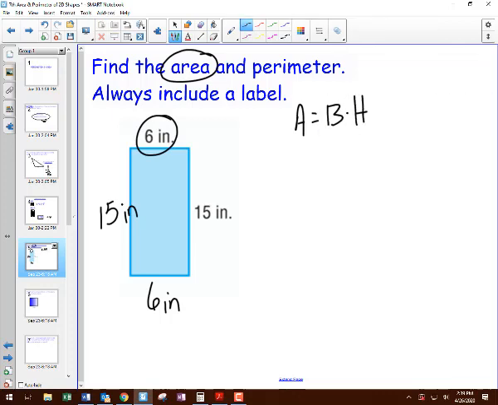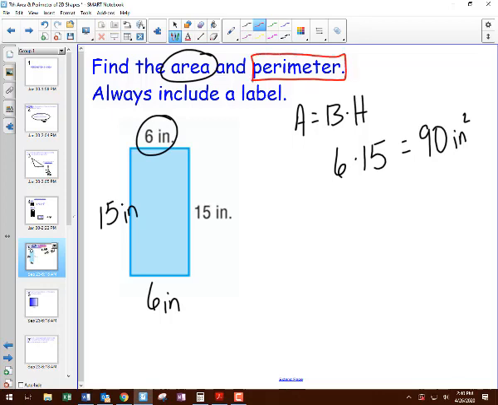So let's just plug in what we know. We know the base to be 6. We have a height of 15. So 6 times 15, that's going to be 90 inches. And whenever we're finding area, we put this little 2 up here for squared. So 90 square inches is what our area will be. We'll switch colors and we'll find the perimeter here.